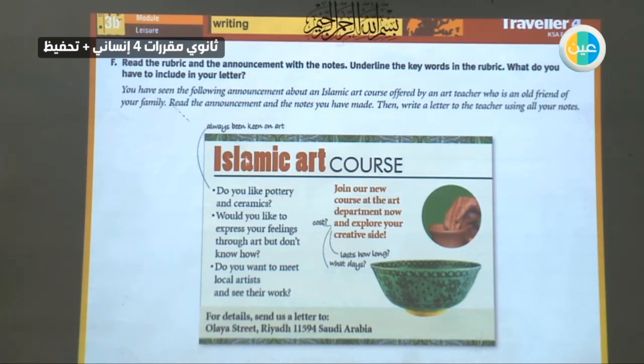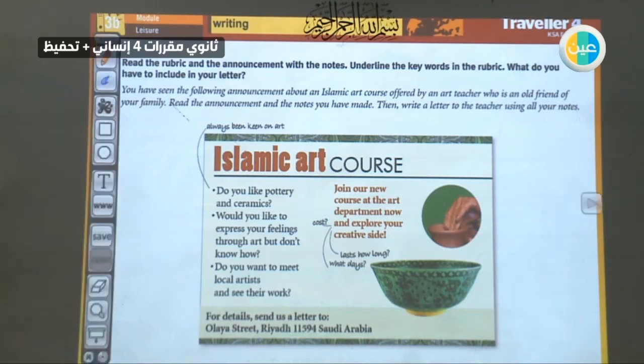Okay, let's underline the keywords here. We have Islamic art course. This is the main keyword. Also, we have the announcement and the notes. The announcement and the notes are very important. These are the keywords that we will write in the email using these notes. Also, we have here using all your notes. So the keywords are: Islamic art course, announcement and the notes, and using all your notes.